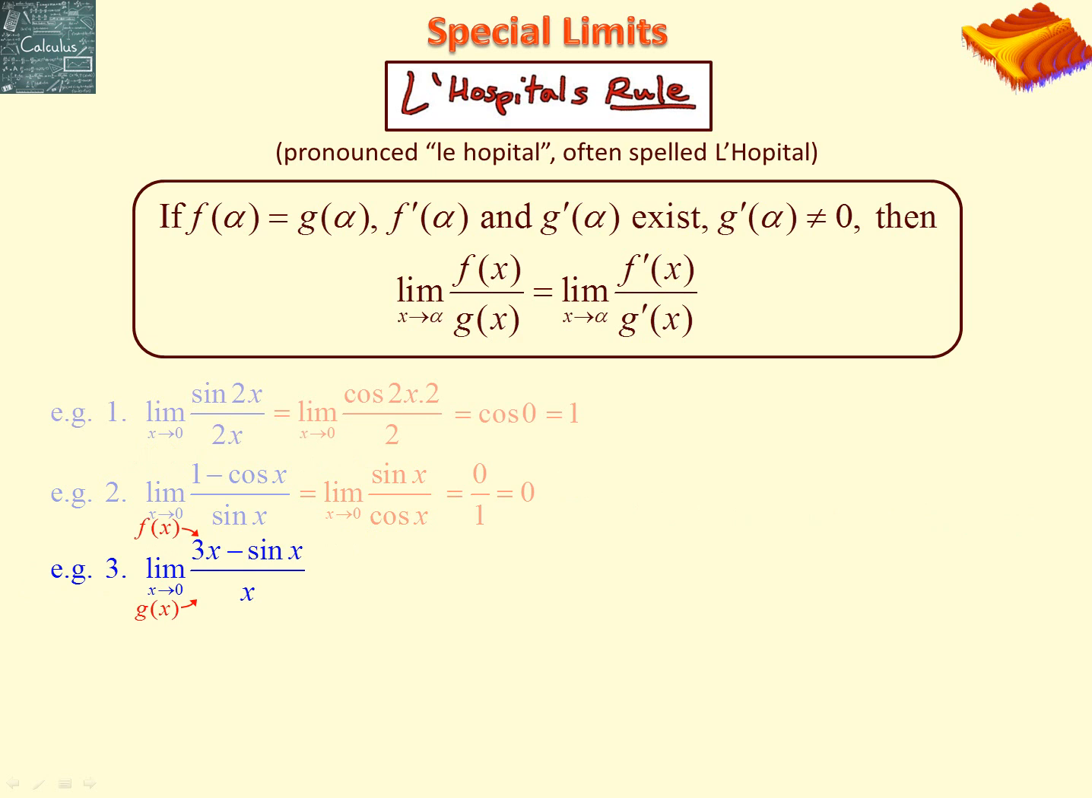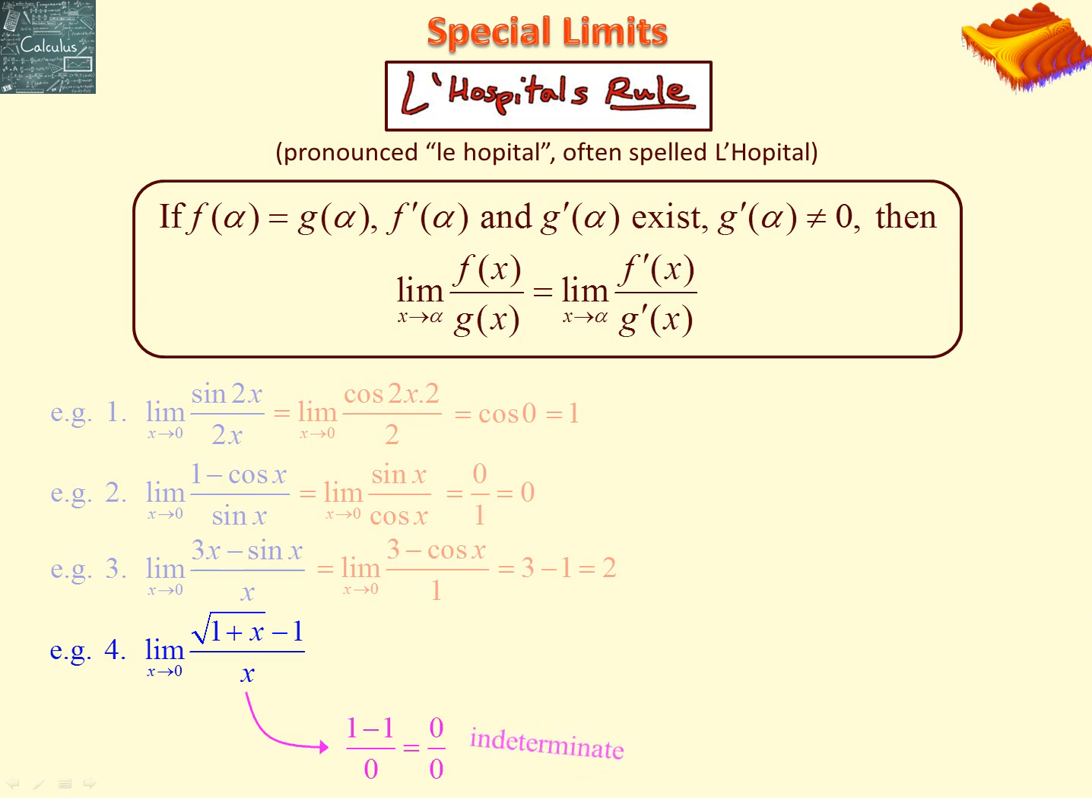If we try that one, we get 0 over 0, indeterminate. So let's differentiate top and bottom. Now straight substitution gives us 3 minus 1, which is 2. In this case, we can do it another way by multiplying top and bottom by root 1 plus x plus 1, but we can do it quite simply using L'Hospital's rule. That's indeterminate, you see, so it meets requirements for L'Hospital's rule.